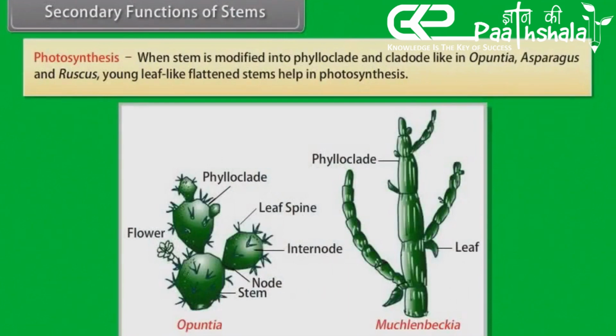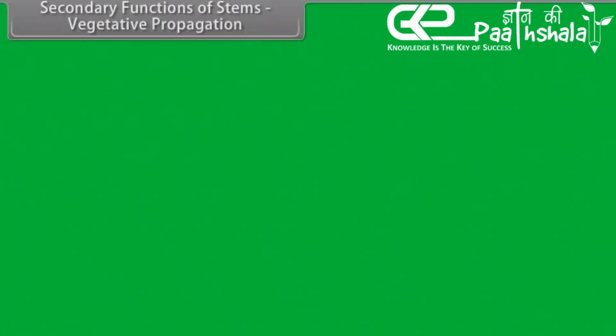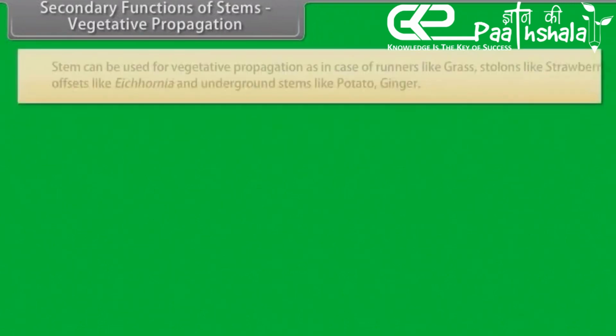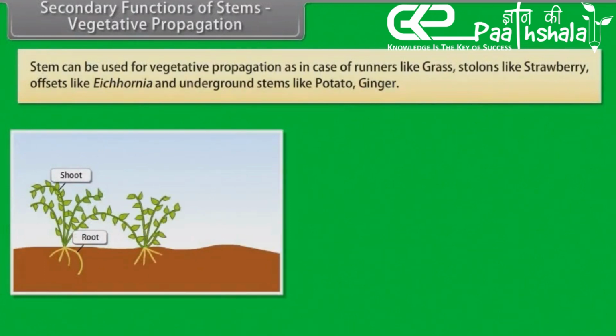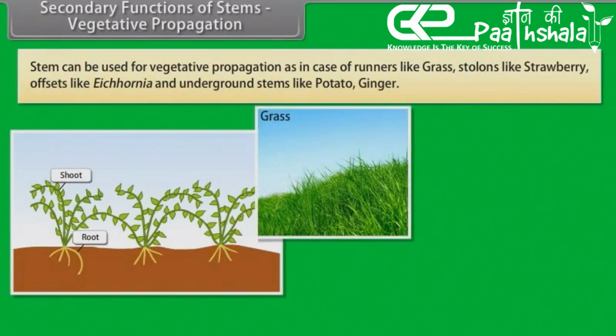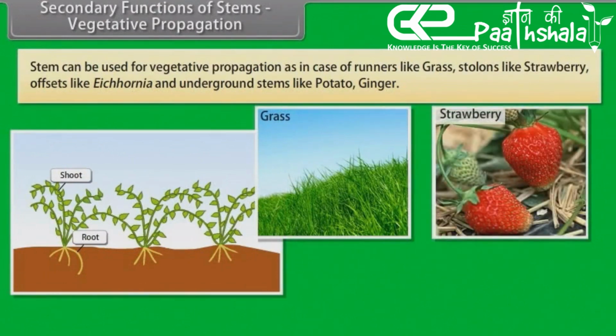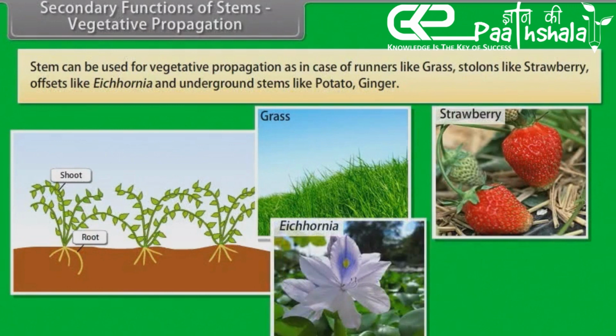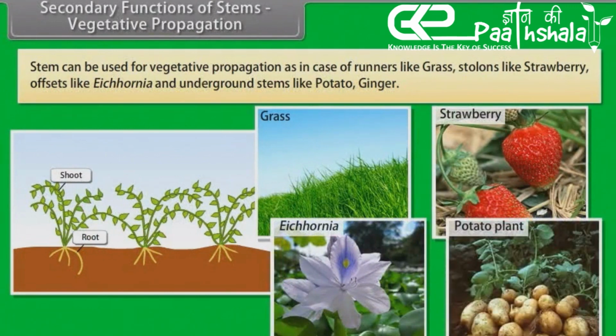Photosynthesis. When stem is modified into phylloclade and cladode like in Opuntia, Asparagus, and Ruscus, young leaf-like flattened stems help in photosynthesis. Vegetative propagation. Stem can be used for vegetative propagation, as in case of runners like grass, stolons like strawberry, offsets like Eichhornia, and underground stems like potato, ginger.